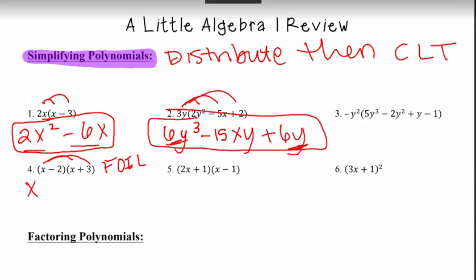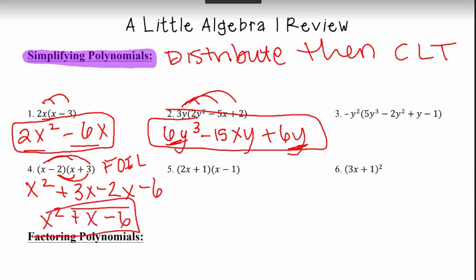X times x is x squared, and x times 3 is 3x. I distributed x to everybody, and now I'm going to distribute negative 2 to everybody. So negative 2 times x is negative 2x, and negative 2 times 3 is negative 6. I'm now going to look at the middle terms because I can combine them, and that makes 1x. So x squared plus x minus 6, and I'm finished.